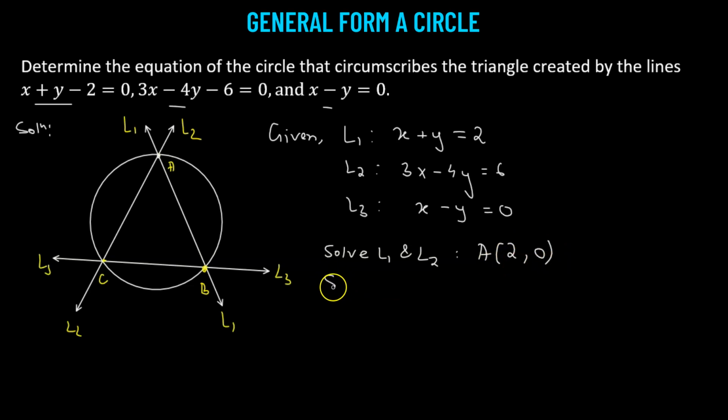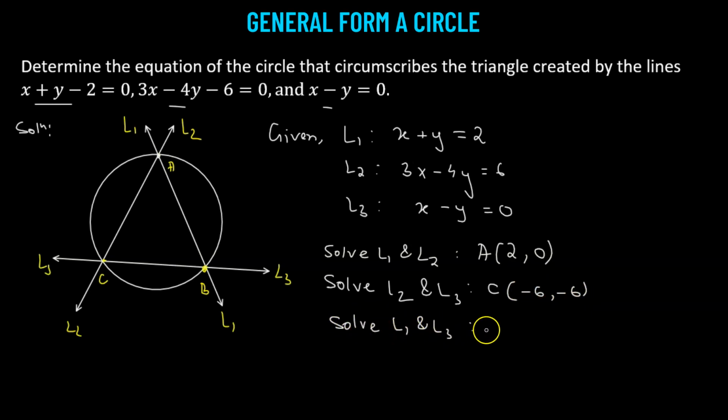Similarly, we can solve for line 2 and line 3. When we solve for line 2 and line 3, that's going to give us point C, which has the value (-6, -6). And finally, we will be solving lines L1 and L3. That's going to give us point B. The point B is going to have the coordinates (1, 1). So now we have the coordinates of the points A, B and C.